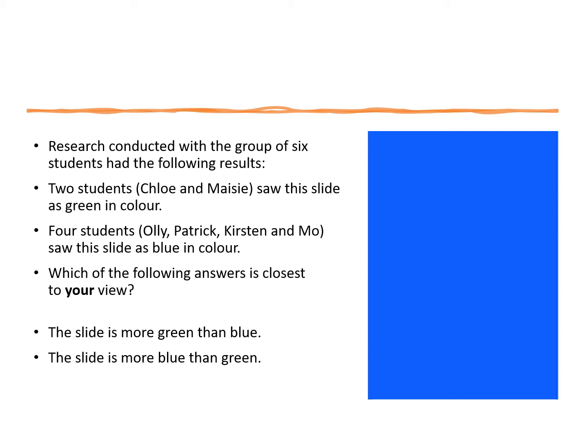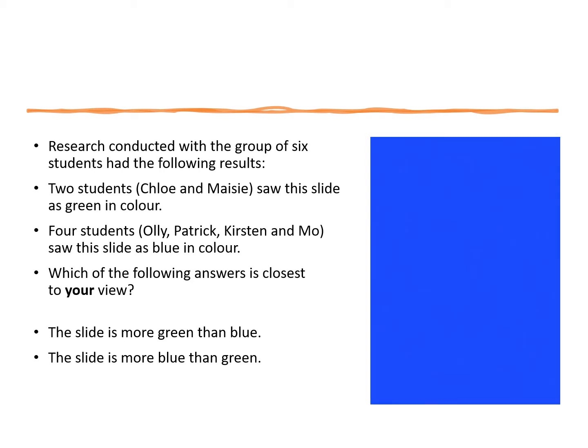So same thing, Chloe and Maisie again saw it in green, whereas the other 4 students see it in blue. What do you see it as? More green than blue or more blue than green? Same thing again, Chloe and Maisie see this as green, the other 4 students see it as blue. What do you think? Is it more green than blue, or is it more blue than green? And just write down your answer.